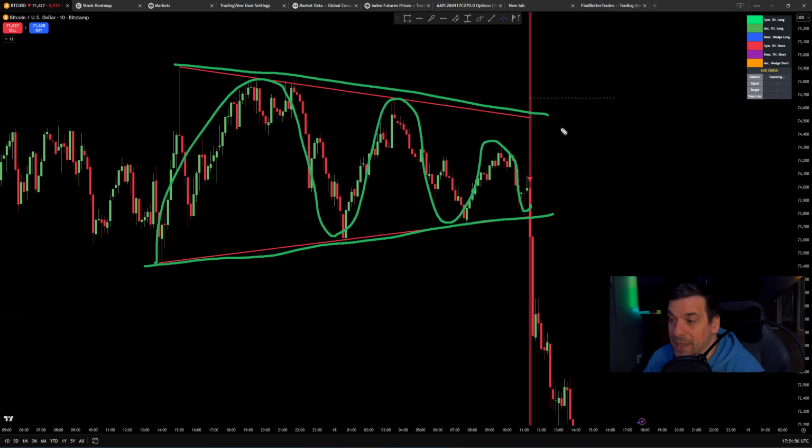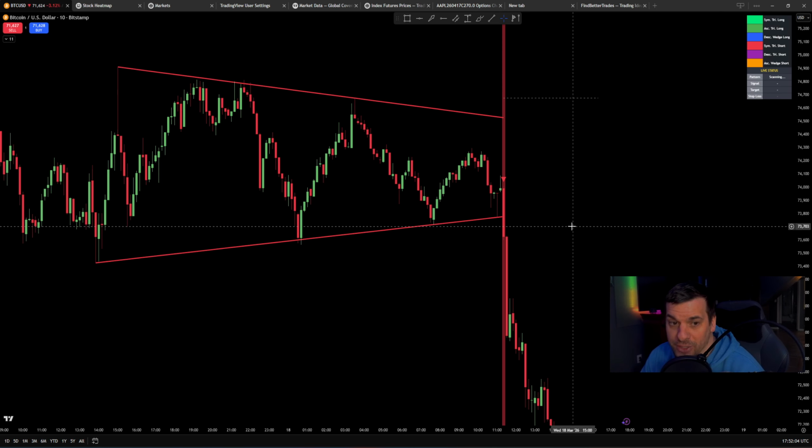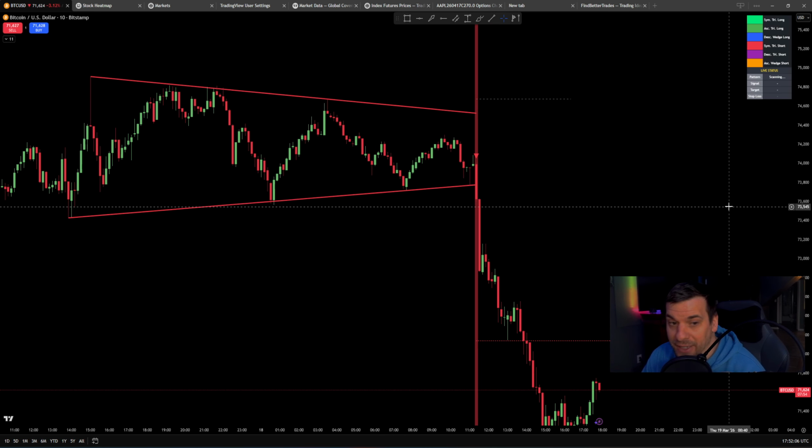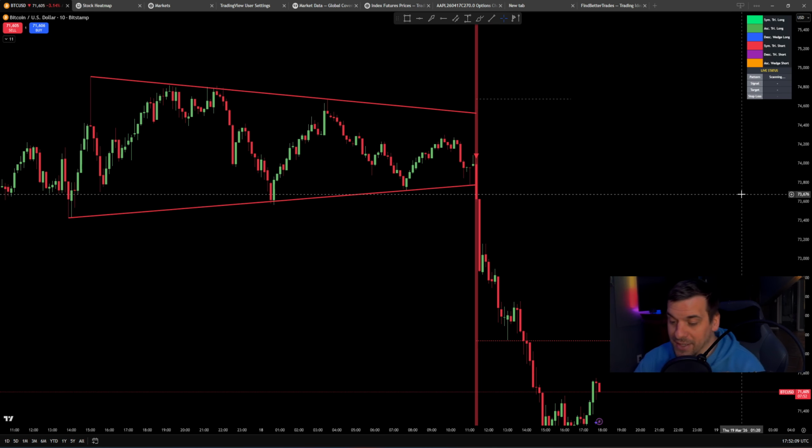This could not have been a cleaner looking example for this particular trade. So I just wanted to show you that on the charts. They are not always this clear cut. They are not always this clean.